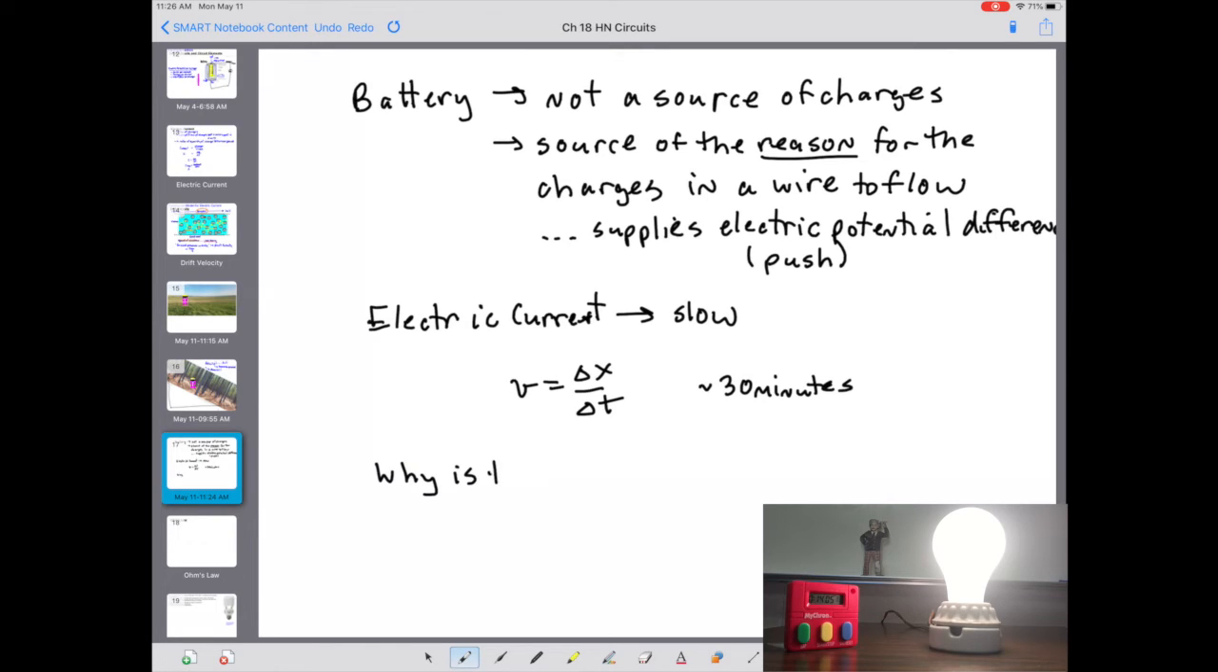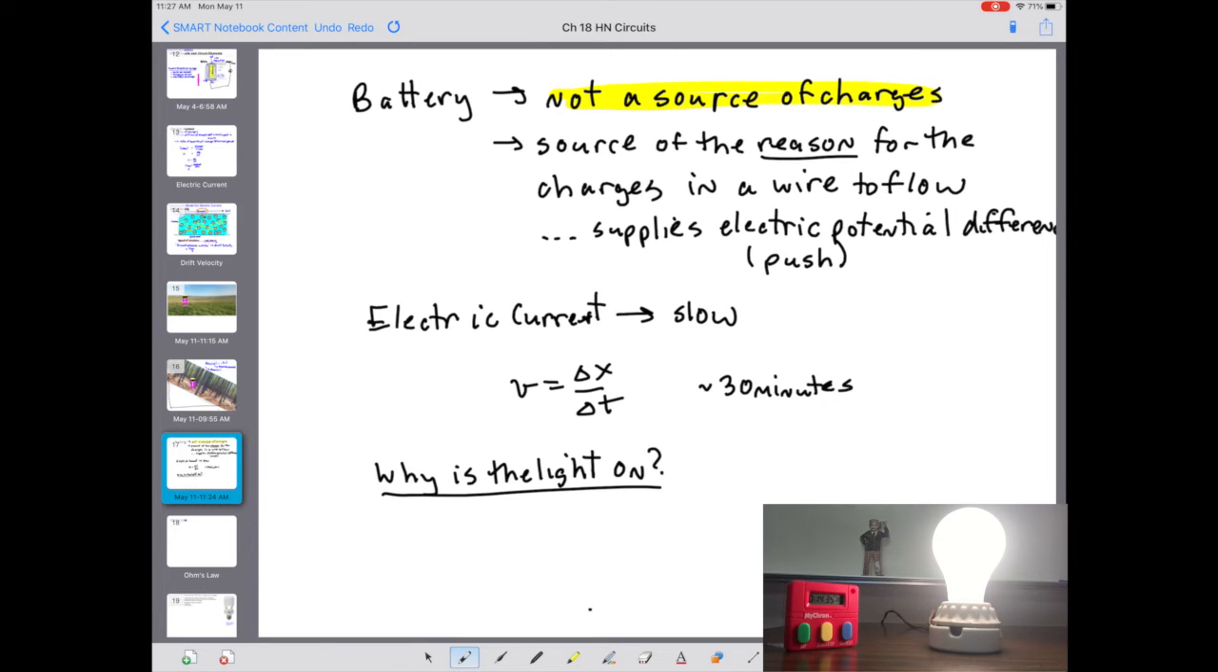So then back to our original question, why is the light even on if none of the electrons have gotten to the filament of the light bulb? Well, I want to emphasize again that a battery or an outlet is not a source of charges. The charge is already there in the wire, and so the light bulb goes on right away because the charges that are in the wire right next to the filament and in the filament are motivated to move.